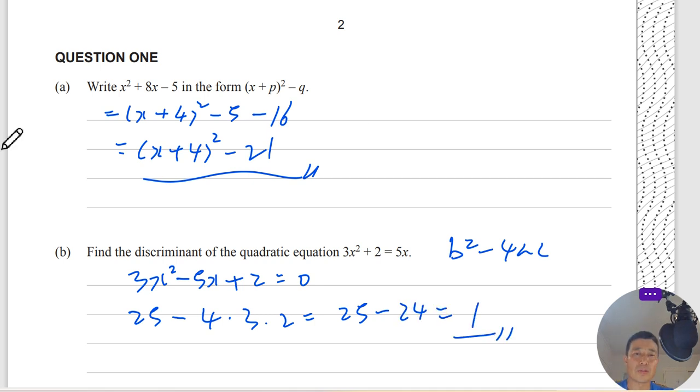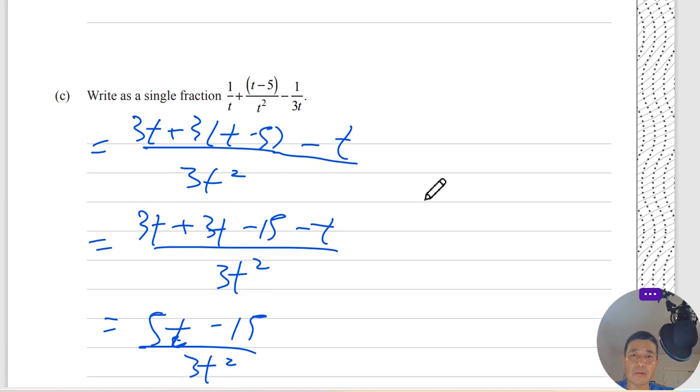Perfect. Good. Next question. I already solved it, so I'm going to explain with a different colored pen. I'm going to use blue. Now, I will try. Hold on. No, never mind.